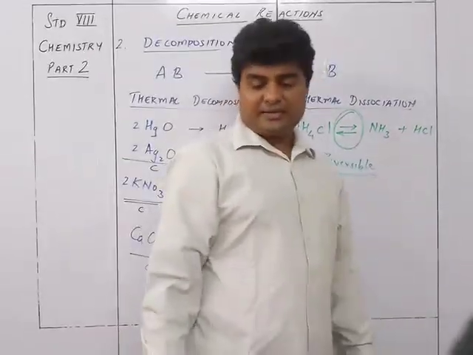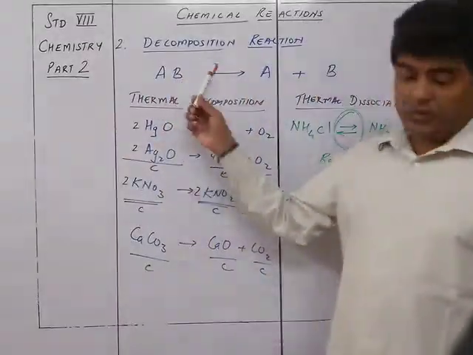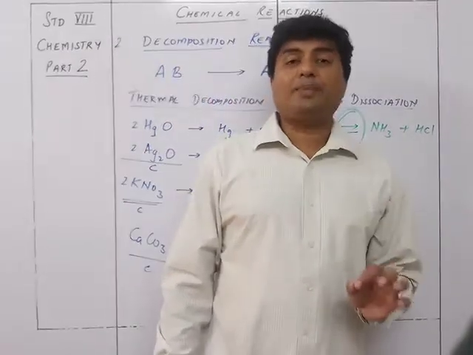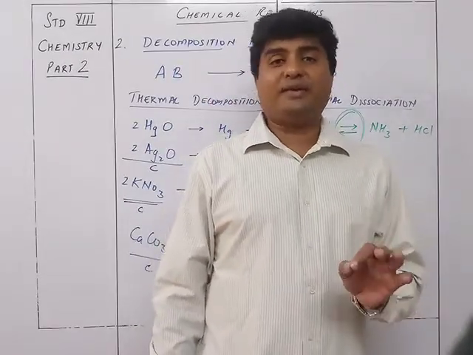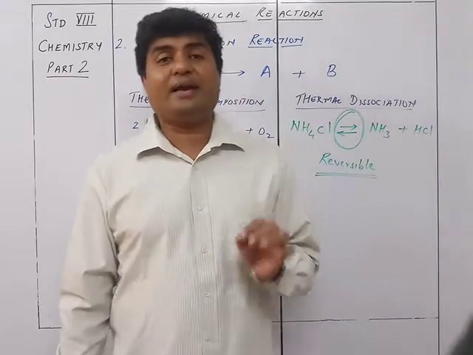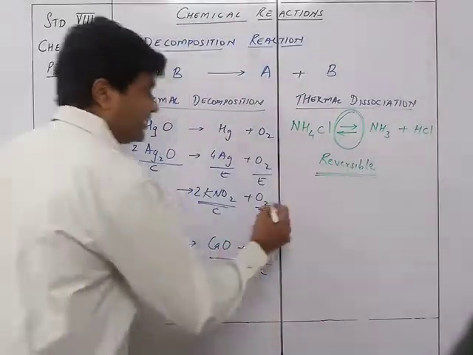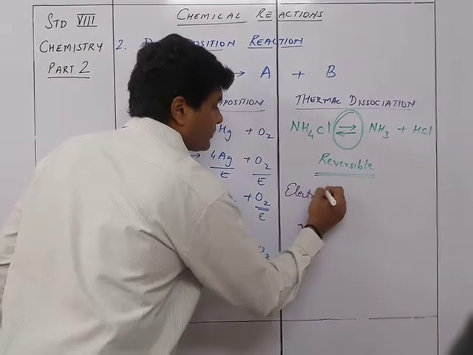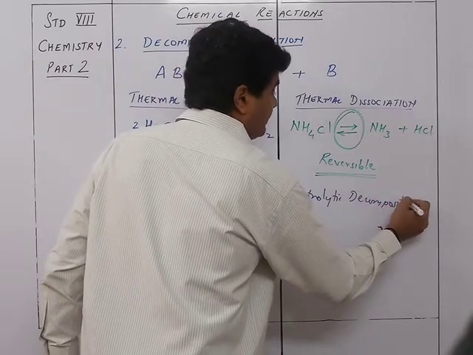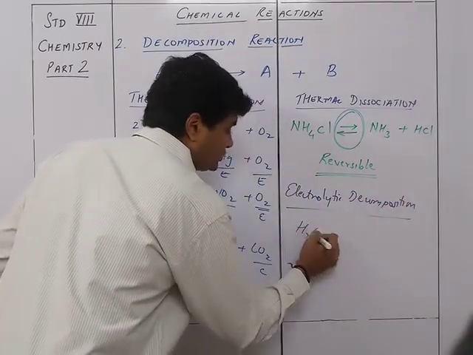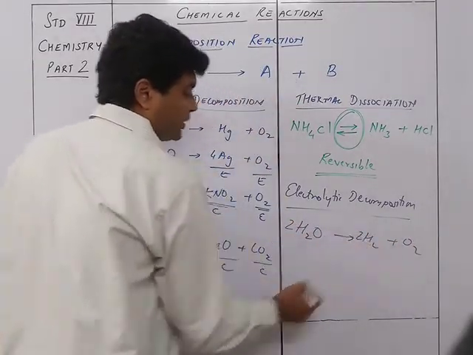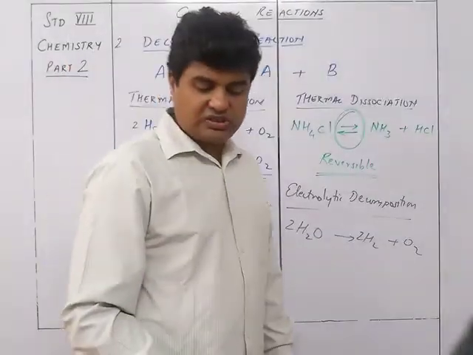The next kind of reaction is the one in which the decomposition takes place due to the electricity supplied to it. If I am supplying electricity to a compound, and due to the electricity the compound breaks into two parts, then that is called electrolytic decomposition. Like for example, H2O gives me H2 plus O2. So when you pass electricity through water, it gives you hydrogen and oxygen gases.